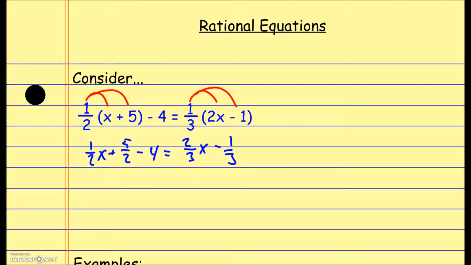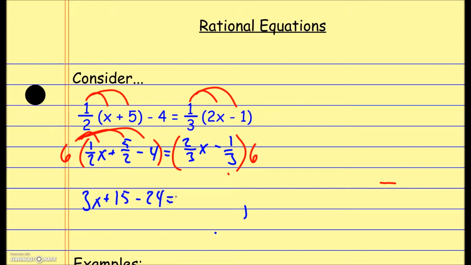So here's what I'm going to do. I'm going to multiply each side by 6. I'm going to multiply through by the common denominator, and essentially I'm going to multiply out these fractions. Whenever I do one side, I have to do the other side. Over here, I'm going to distribute that to all three terms, and when I do that, it gives me a 3x plus 15 minus 24. Over here, when I distribute that 6, that's going to give me a 4x and a minus 2.